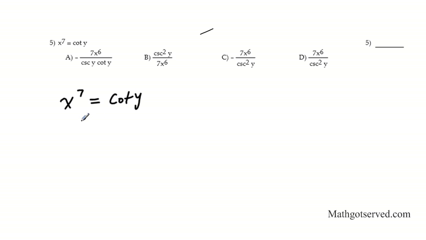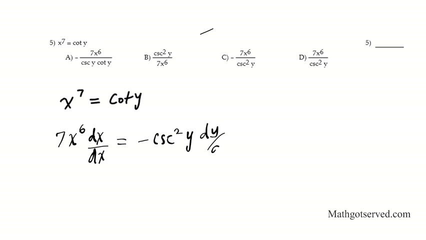If I differentiate this using the power rule, I'm going to have 7x to the 6th, to bring the power to the front, and minus 1 from the power, dx/dx. And then, if you remember your trig differentiation rules, the derivative of cotangent is negative cosecant. So the derivative of cotangent y is negative cosecant squared y, and then dy/dx using the chain rule.